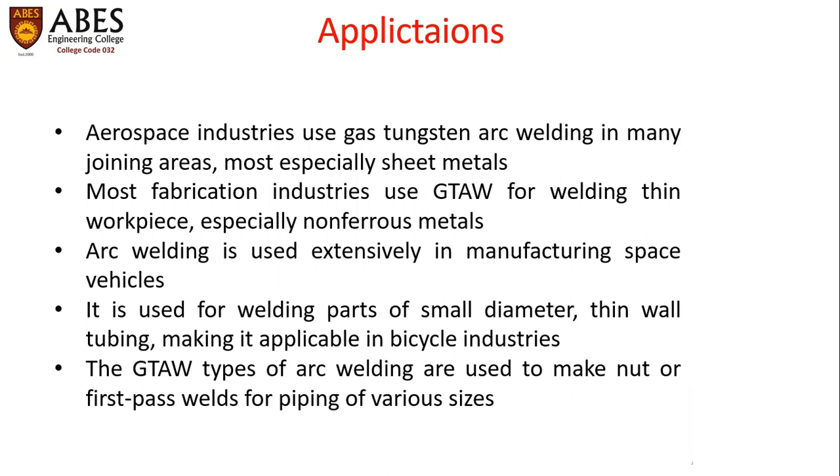Major applications of arc welding include: aerospace industries use gas tungsten arc welding in many joining areas, most especially in sheet metal. Most fabrication industries use GTAW, which stands for gas tungsten arc welding, for welding thin workpieces, especially non-ferrous metals. Arc welding is used extensively in manufacturing space vehicles. It is used for welding parts of small diameter, thin wall tubing, making it applicable in the bicycle industry. GTAW is also used to make root or first pass welds for piping of various sizes. So these are the major application fields for arc welding.